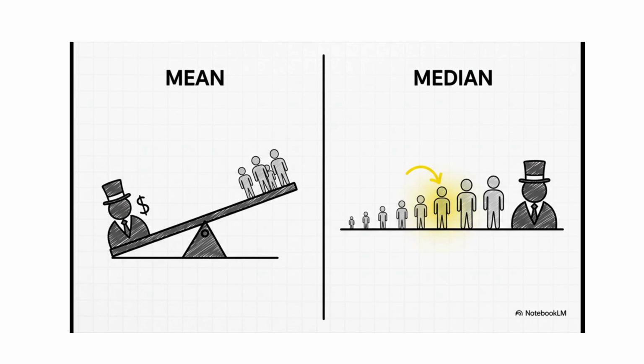Because it only cares about what's in the middle position, it completely ignores any crazy extreme values. I mean, think about it. A billionaire could walk into a room and the mean income of everyone in that room would shoot through the roof. But the median income? It would barely even budge. Now that's what we call a robust statistic.